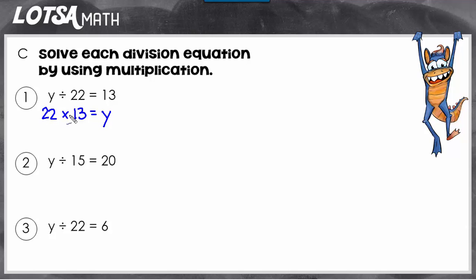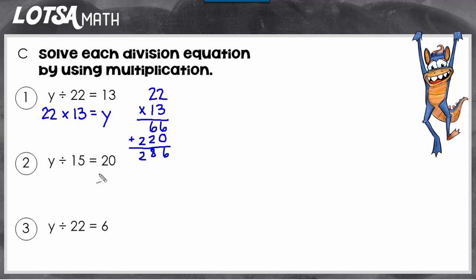So now I have 22 times 13 equals y. So to figure out what y is, all I have to do is multiply 22 and 13. 3 times 2 is 6. 3 times 2 is 6. Bring down the 0. 1 times 2 is 2. And 1 times 2 is 2 again. You can use any strategy that you like to solve these problems.